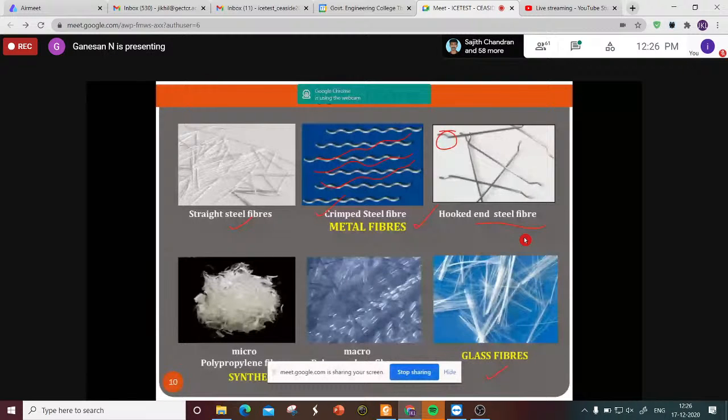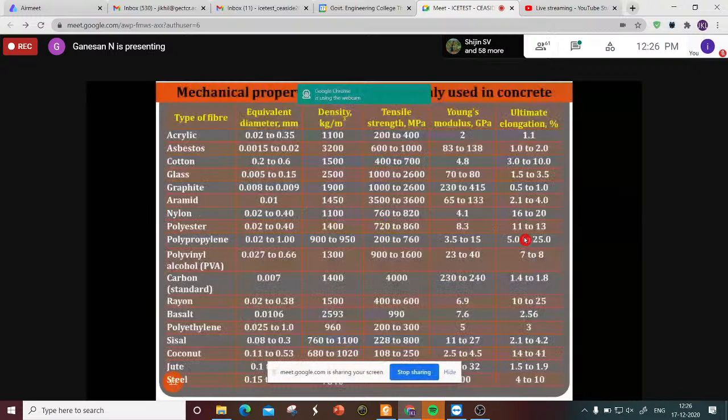Looking at the mechanical properties by type of fiber, acrylic and so many fibers are there, and the equivalent diameter, density, tensile strength, modulus of elasticity, ultimate elongation, everything is given. Among these fibers, carbon fiber has a very high strength and a very high density and so on, followed by the other fibers. Similarly, among the non-metallic fibers, you can see polyethylene, coconut and natural fibers, so many are there.